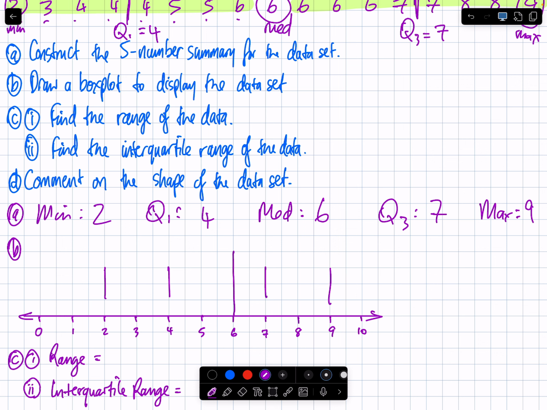Finish off the box. And then the whiskers go from the middle to the edges there. You can colour it in if you want. You won't get extra marks for colouring. That's a box plot of the data set.